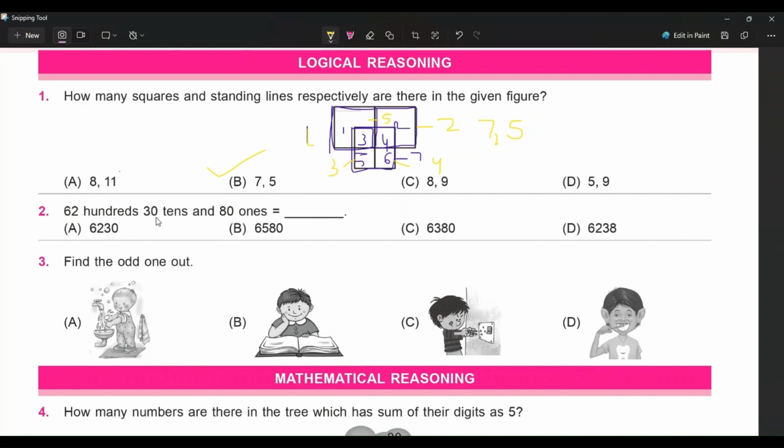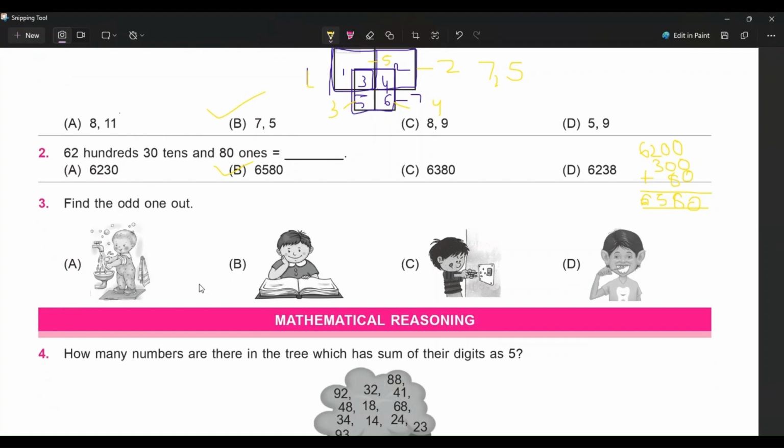Second question: 62 hundreds, 30 tens and 80 ones is equal to dash. So how do we write 62 hundreds? We have to add 2 zeros for hundreds, and 30 tens means we add 1 zero. 80 ones means 80 only. So we have to add all this. 0 plus 0 plus 0 is 0, 0 plus 0 is 0, 0 plus 8 is 8, 2 plus 3 is 5, 6 plus 0 is 6. So 6580 is the answer. Option A, 6230, is wrong. Option B, 6580, is the correct answer.